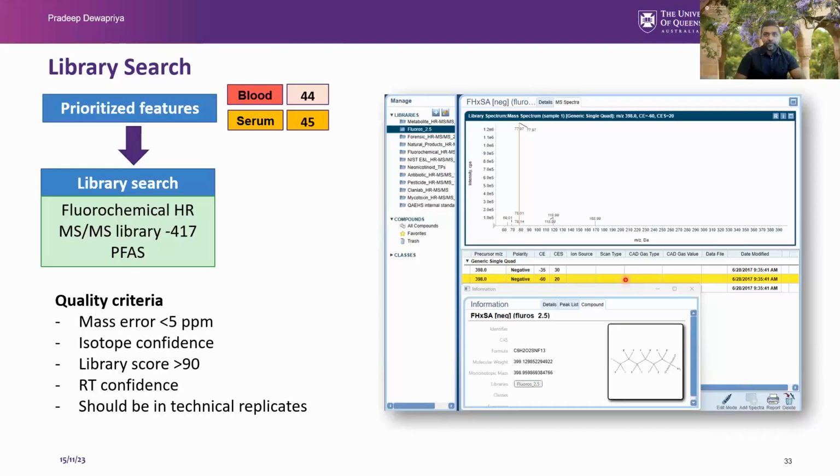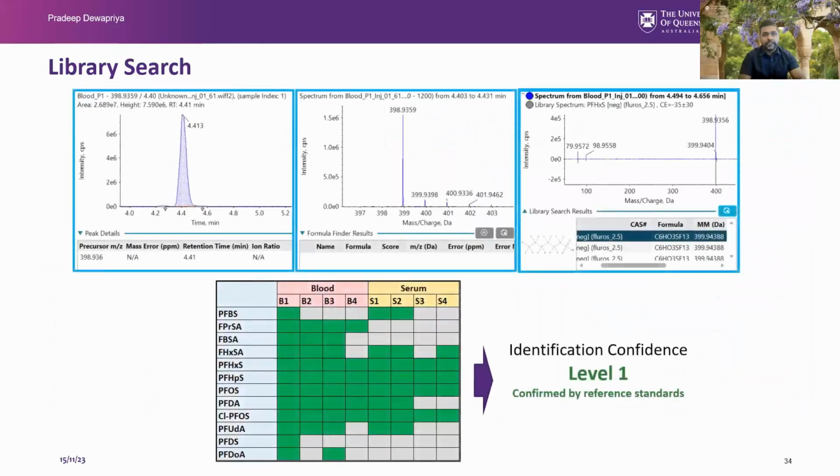This library search was filtered through quality control criteria, and through this strict quality control process, we identified 12 PFAS, and all these 12 compounds were confirmed to level 1 identification, which means all these 12 compounds were confirmed with reference standards.